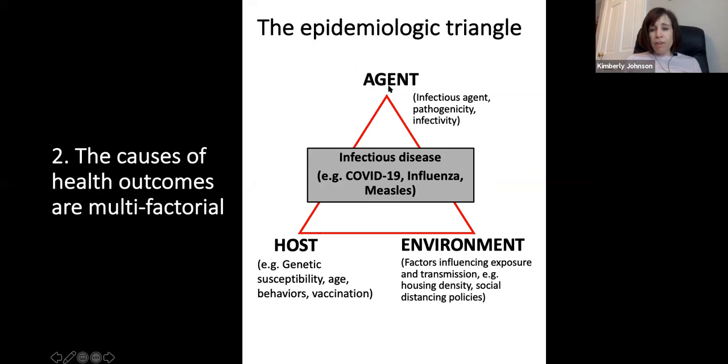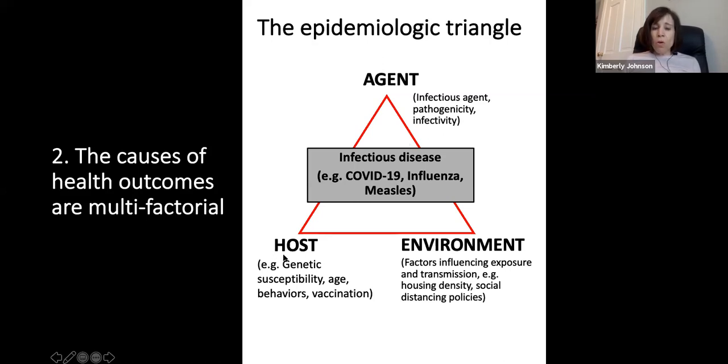So you have an agent, so an infectious agent like the virus that causes COVID-19, influenza, or measles. These agents differ in terms of their pathogenicity, so how much severe disease they'll cause, or their infectivity, how likely they are to infect a person if they're exposed.